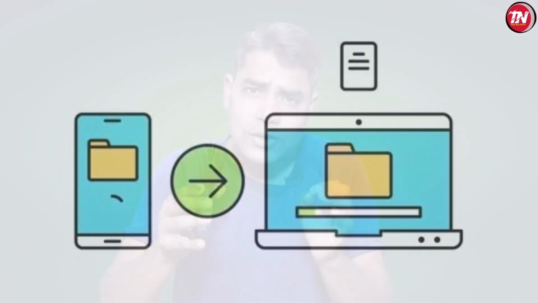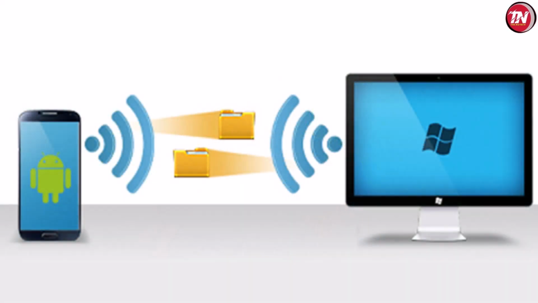If you want to transfer any of your photos, videos and documents from phone to computer and computer to phone with high speed, you don't need to use a data cable for that. You can transfer your large files very easily with high speed using your Wi-Fi or phone hotspot. And you know, this is a very easy and free method. So if you want to know how to do it, make sure you watch this whole video.